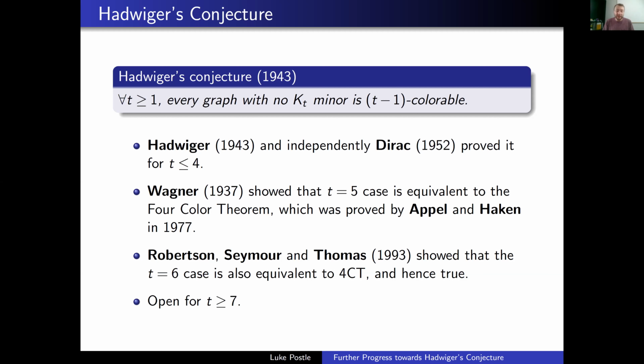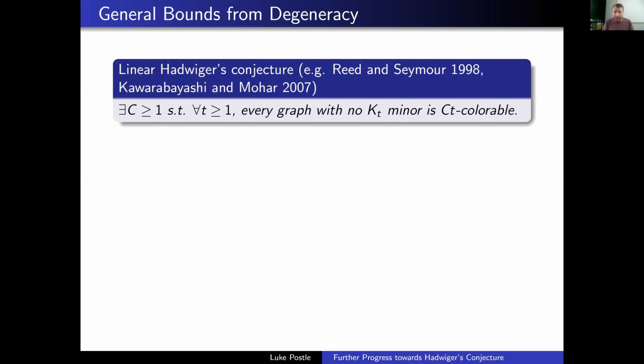For t at least 7, t equals 7 seems very hard, and anything beyond is even harder. So maybe it's better to ask about general bounds instead of what cases have been proved. There's the linear version of Hadwiger's conjecture. It's not too hard to show that planar graphs are 5-colorable, 6-colorable. So if we relax that exactness, we can ask: is there some constant c such that every graph with no K_t minor is ct-colorable? Can we get linear, 2t, 3t? That would be very nice and in the spirit of Hadwiger's. This was conjectured by various people, and that's still also wide open and seems quite hard.